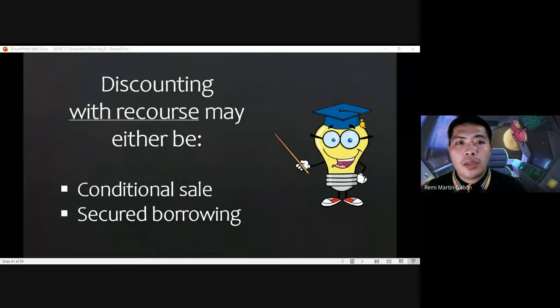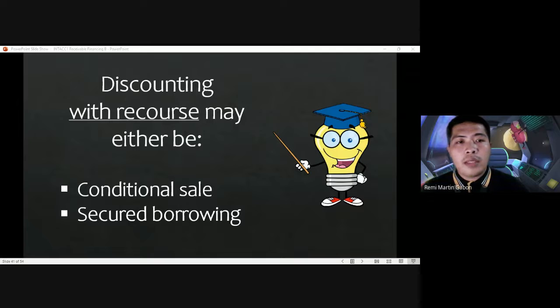Discounting with recourse could be under either a conditional sale agreement or a secured borrowing agreement. So take note. With recourse, discounting is either under conditional sale or secured borrowing. So from the first concept, discounting, it will be assumed either with recourse or without recourse. Then with recourse will be assumed further as either conditional sale or secured borrowing.